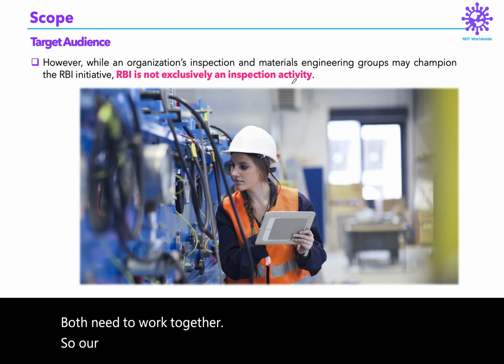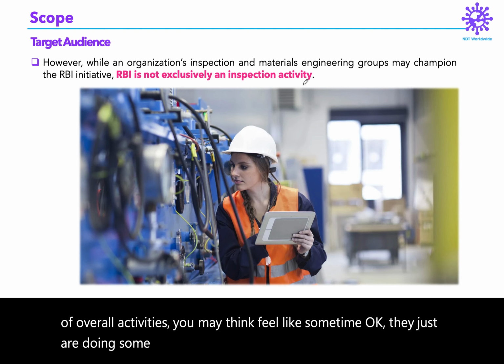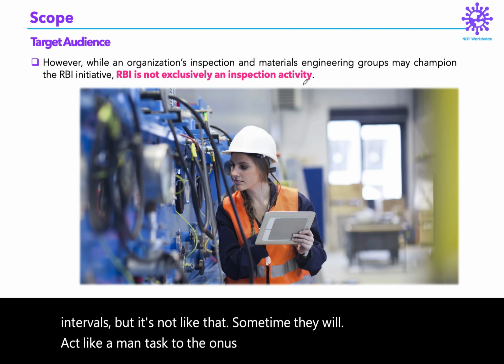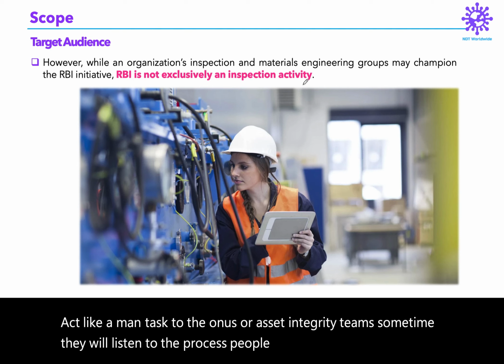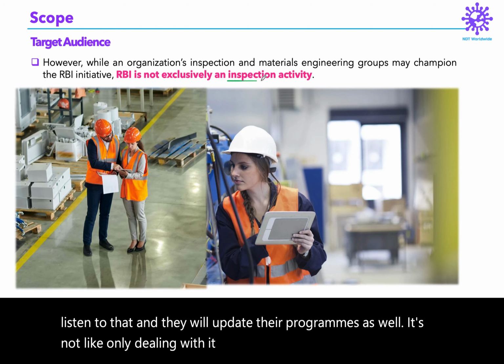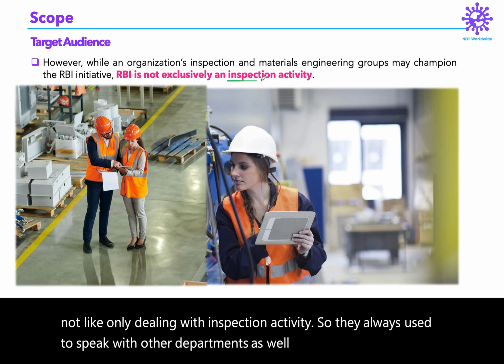So RBI is not exclusively an inspection activity. When you think of overall activities, you may feel that they are just doing some inspection and dealing with inspection intervals, but it's not like that. Sometimes they act like mentors to the owners or asset integrity teams. Sometimes they listen to the process people, like the plant maintenance people or operating people. When they give some input, they listen to that and update their programs as well. It's not like only dealing with inspection activity. They always speak with other departments as well, not only the API inspectors.